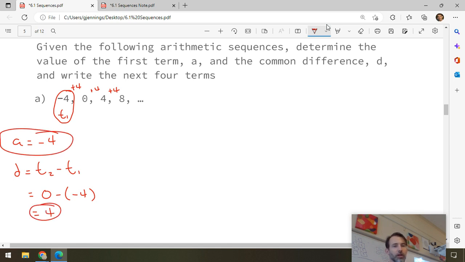So here's our general term. Tn is equal to minus 4 plus n minus 1 times D, which is 4. And that's what it would look like. But rather than start there, I encourage you to always, and I just broke my rule here, copy out your formula first.